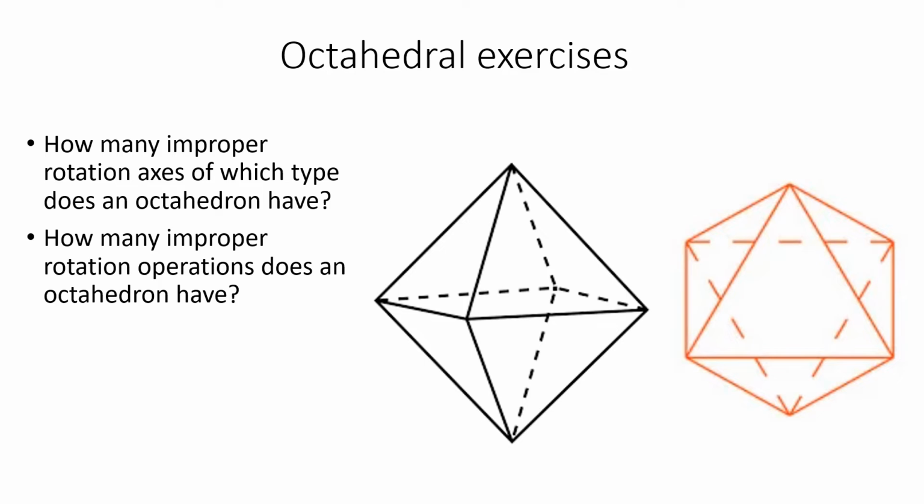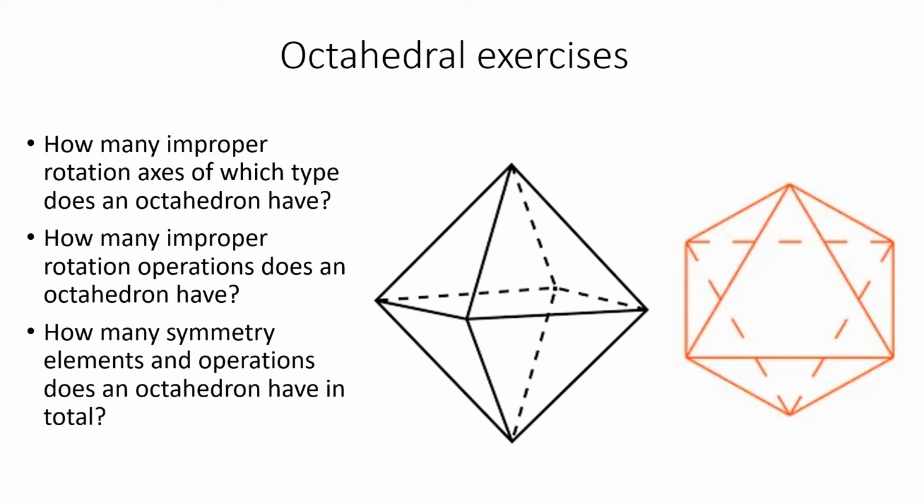Then the next question is, how many operations correspond to these improper rotation axes? And then finally, what about the symmetry elements and operations in total if you put them all together for an octahedron? And there's going to be a surprisingly large number actually. So what you could do here, you could pause it, have a think about it, come up with some numbers, come back, and then I'll take you on to the answers in the next slide.